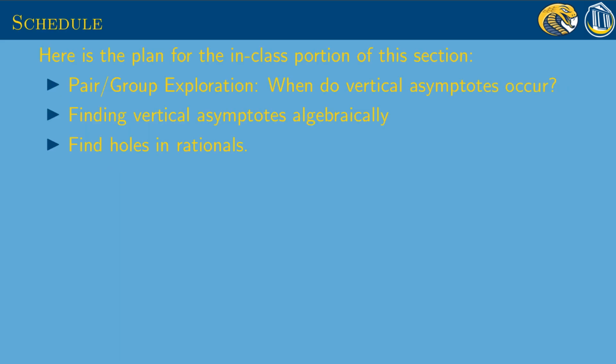In class, we are going to get in groups to discuss when vertical asymptotes occur. We're also going to figure out how to find vertical asymptotes algebraically. And finally, we will look at the concept called holes in a rational function.